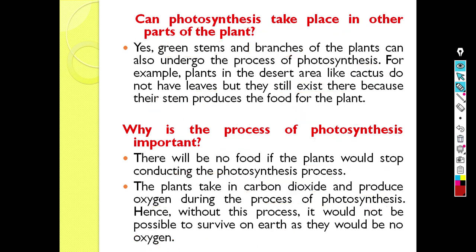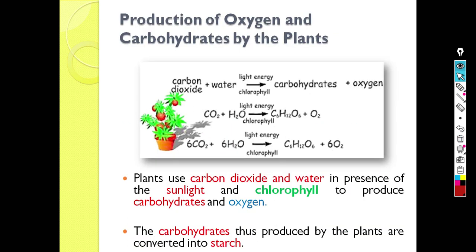Now we are going to see the next slide, on how plants produce oxygen and carbohydrate. As you can see in this picture, there is a plant. It is taking up carbon dioxide, plus it is taking up water through the roots, in the presence of light energy. We can show light through this symbol. In the presence of light energy and chlorophyll, a very important part which I will tell you about in detail, it converts carbon dioxide and water into carbohydrate and oxygen.